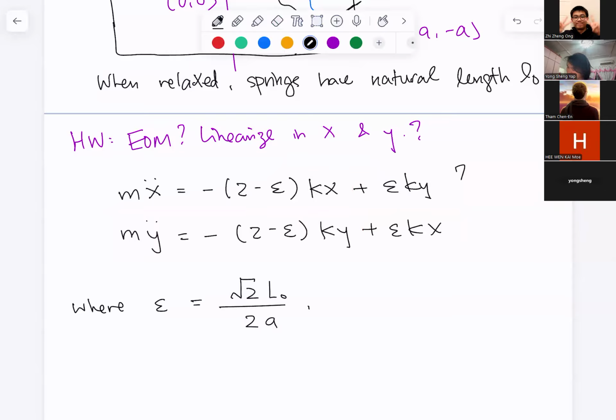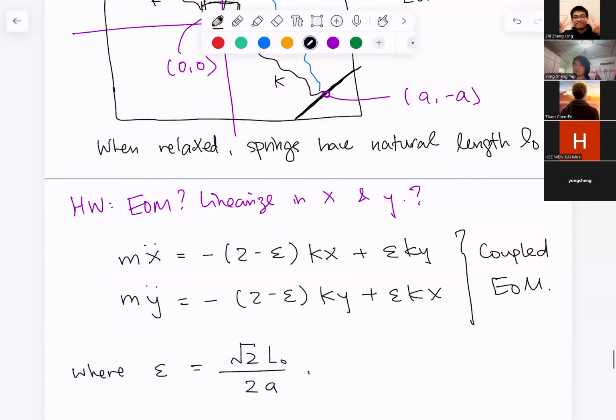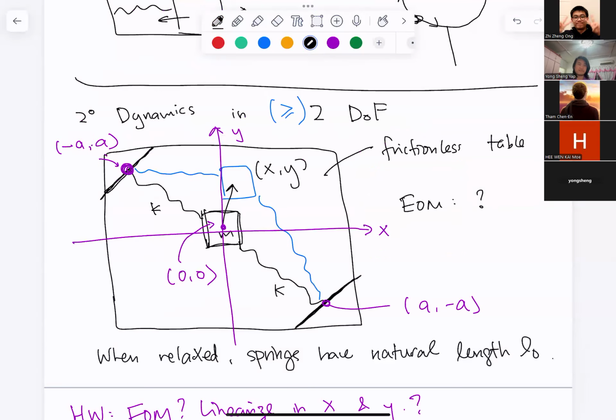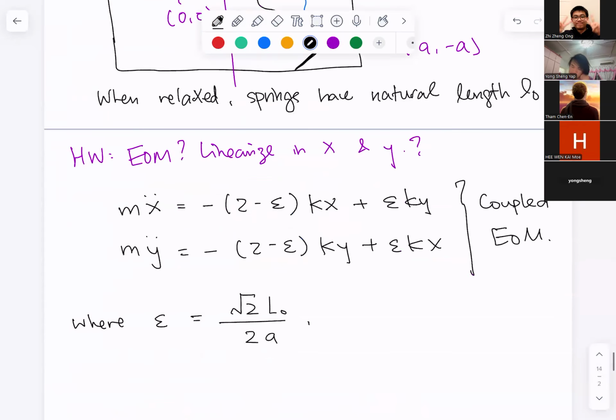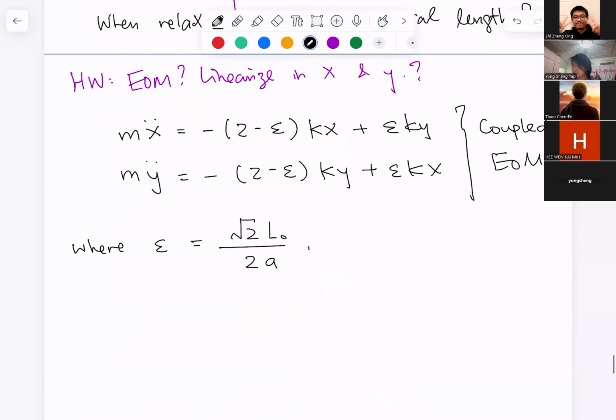So these are what we call coupled equations of motion. And this is not a very weird system. This is just a system of springs and blocks aligned along the diagonal axis. It's not something very arbitrary, right? You can find this on a lab table. So these are coupled equations of motion.